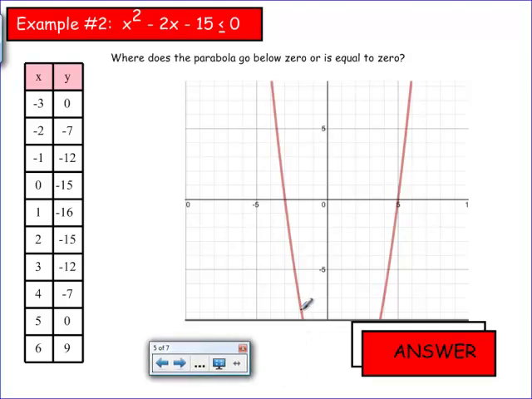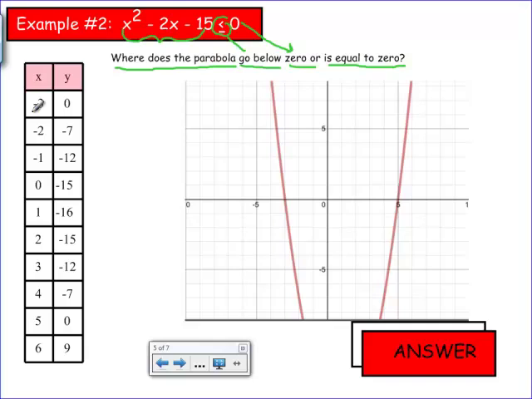All right, how about this one? This one is asking, where does the parabola go below 0 or is equal to 0? Because I have a less than or equal to. So I can take out my graphing calculator and I can get this picture. I want to know, where is the parabola below 0? What x values make the parabola go below 0?